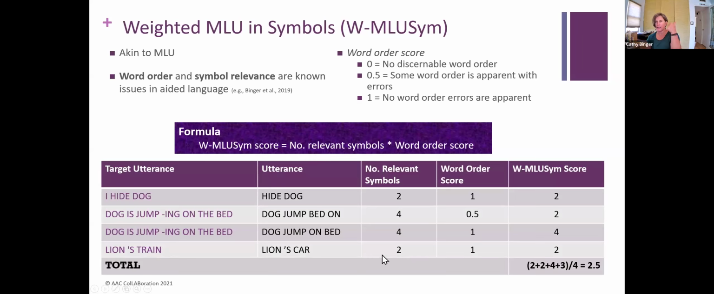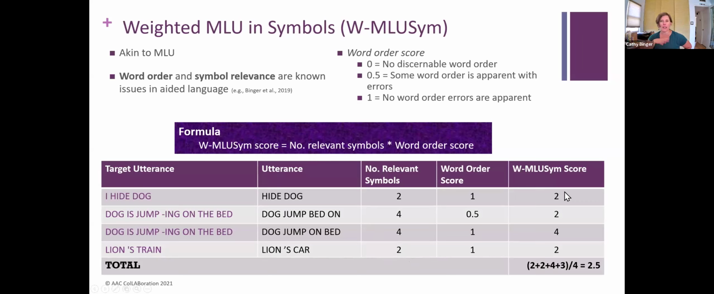All right. So it has 2 relevant symbols. 2 out of 3 symbols are relevant. The lion is relevant and the S is relevant, but the car is not. So we don't count the car, we only count the relevant ones. That's what I'm trying to say here. So instead of getting credit for 3 symbols here, they get credit for 2 symbols here. 2 times 1 is 2.